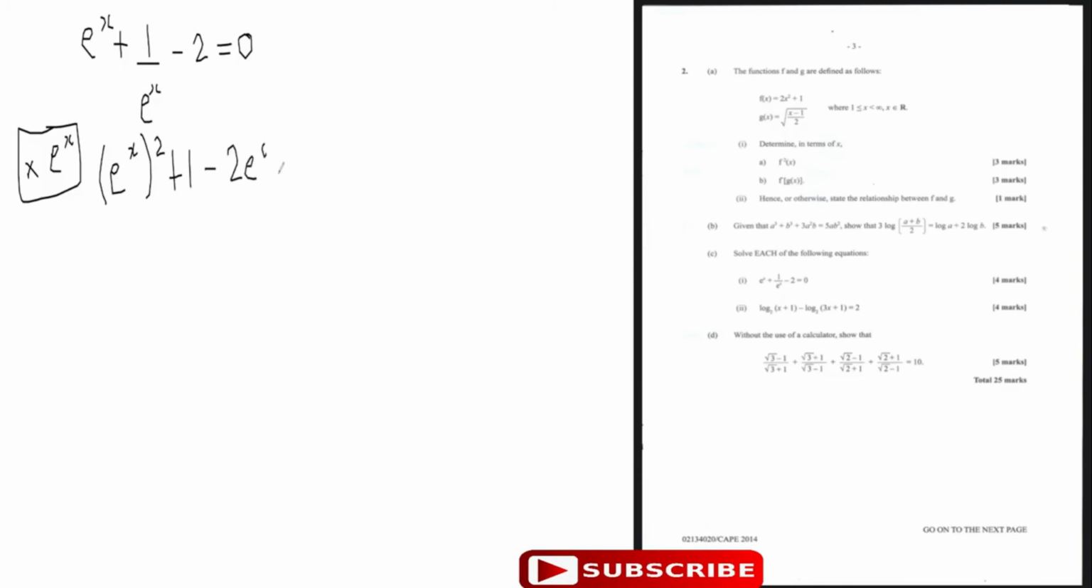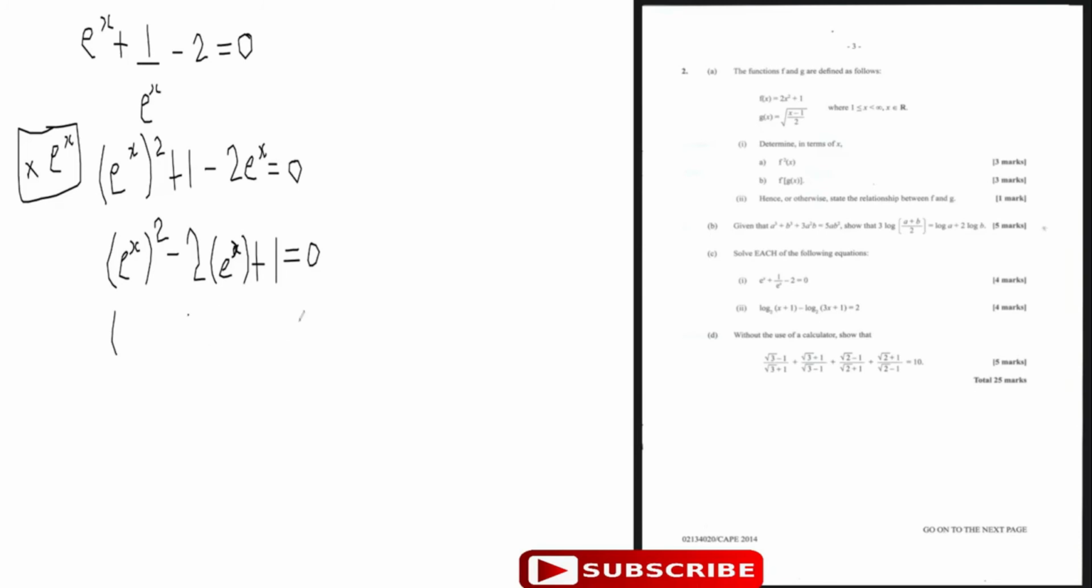So this is now just a quadratic equation in e to the x. So you can just write it in the proper order. This is just e to the x all squared minus 2 times e to the x plus 1, and this is equal to 0. Now when you get to this stage now, you can go further to factorize.